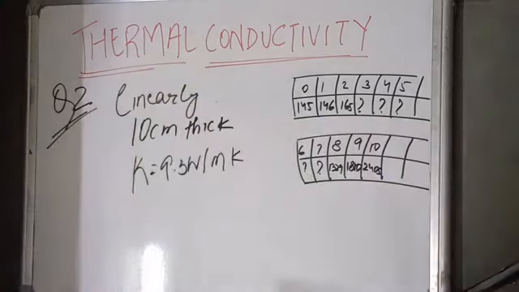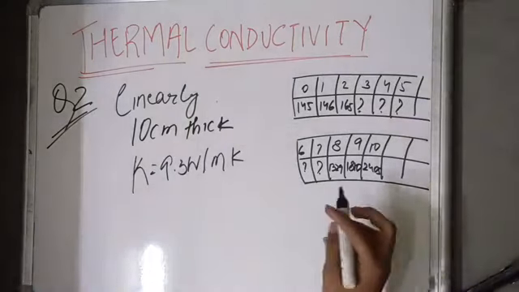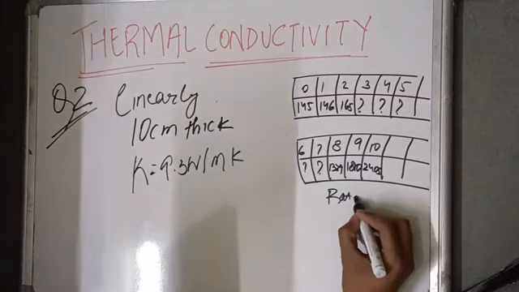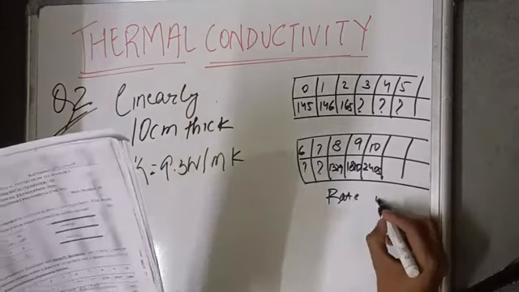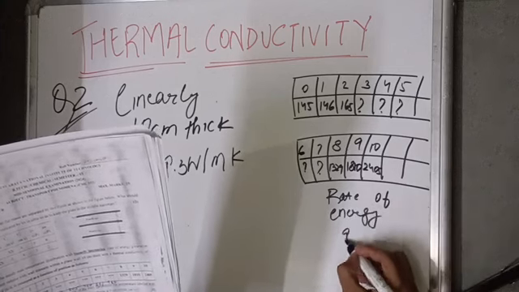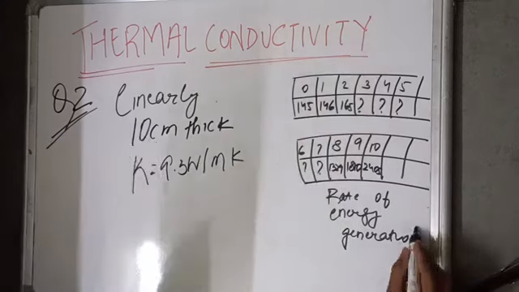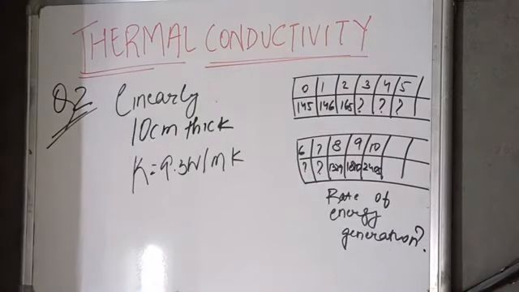Determine the temperature labeled with a question mark in the table and the rate of energy generation per unit volume at 5 centimeter within the wall. We have to also find the rate of energy generation. We have to find this.